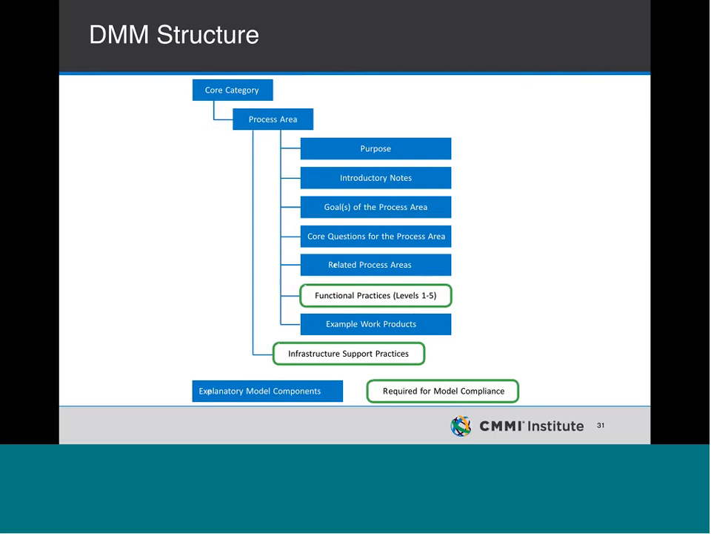So this diagram just shows you that what is evaluated is whether or not those functional practices are being performed. There are 414 of them in the entire model, all the way up through level 5. So are those practices being performed? And the work products you see are not scored in and of themselves. They're just used to provide evidence that the processes are being performed.